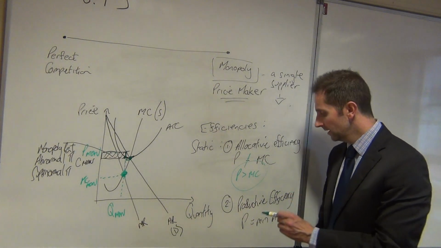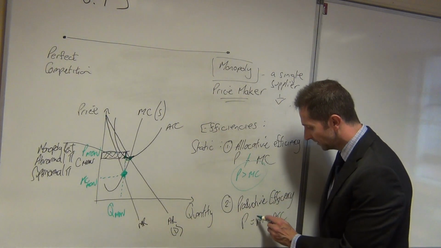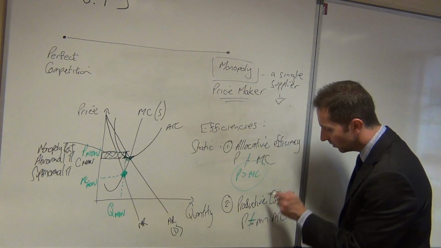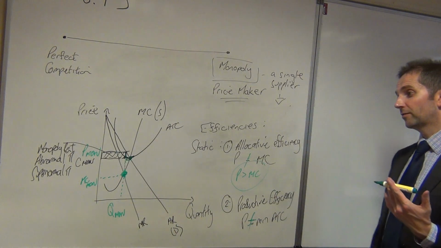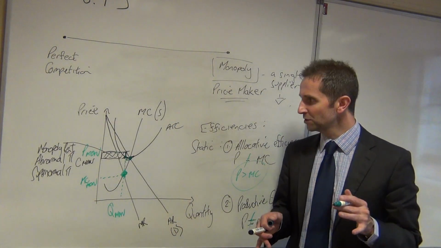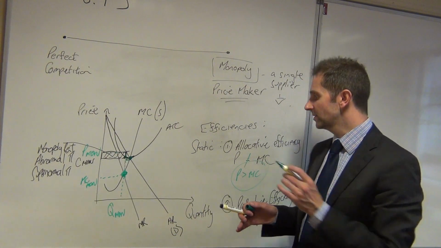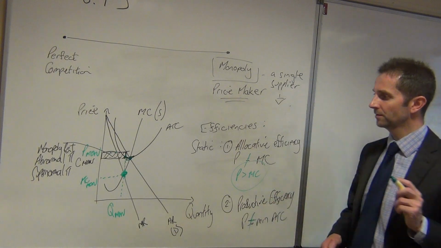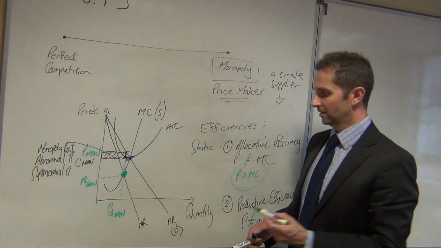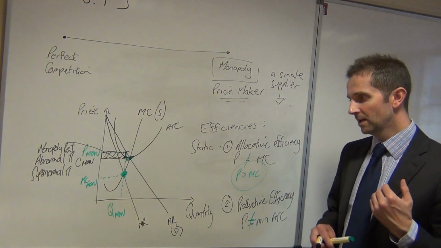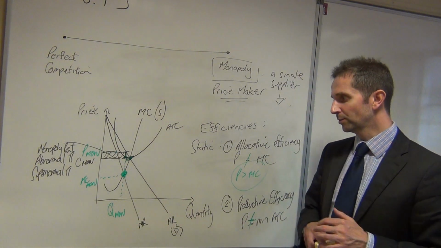So quite clearly, it is not productively efficient either, because price does not equal the minimum point on the average total cost curve. So we can see how highly inefficient a monopoly is. It's neither allocatively efficient nor productively efficient, and the monopolist is deliberately restricting the output in order to exploit the consumer and charge high prices.